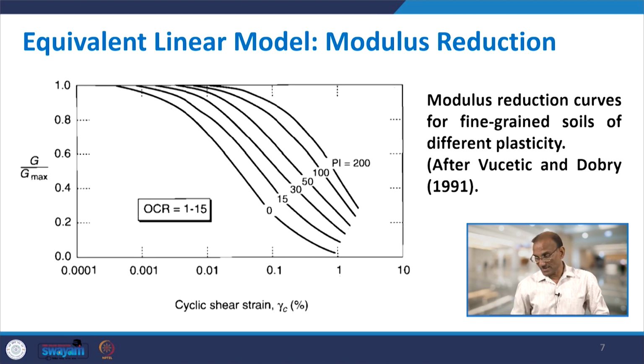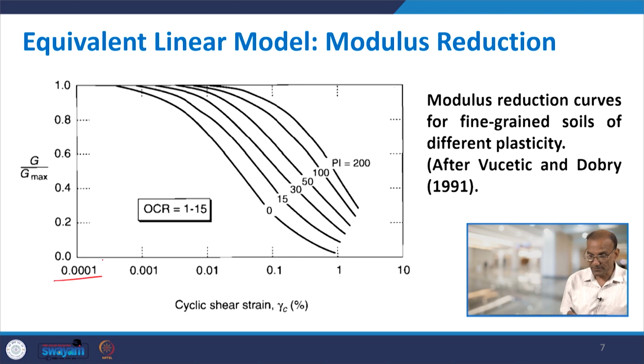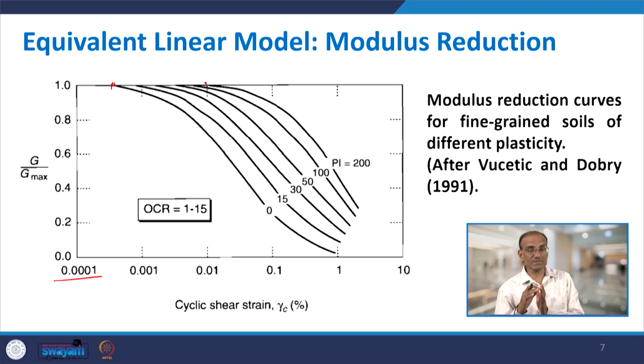When the cyclic shear strain is 10 to the power minus 4 percent, you see that irrespective of the PI value all the curves are at 1 up to this point. After this strain, for PI equal to 0, the curve for the sand starts degrading and G by G max starts decreasing, while for PI equal to 15 and 30 they continue. For example, for PI equal to 200, the G by G max value remains 1 up to quite high strain, which is 0.01. So, the shape of these curves for different PI values looks the same.